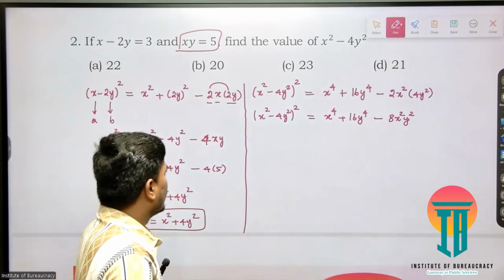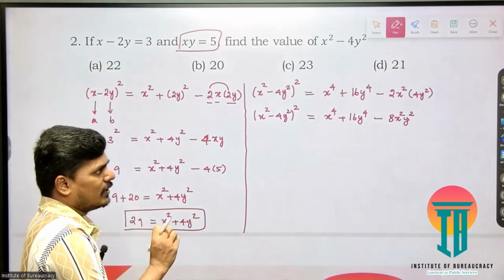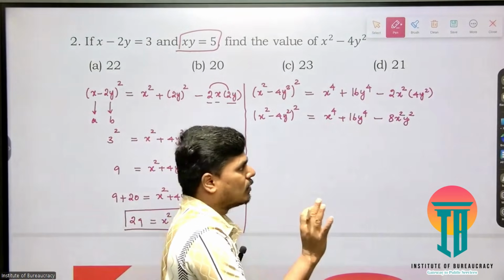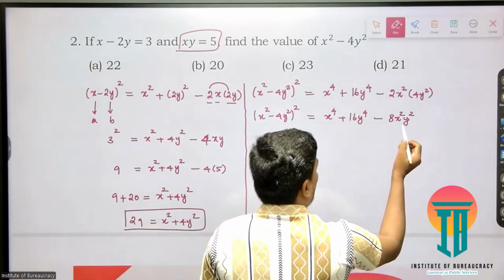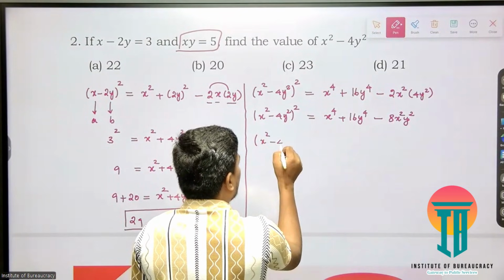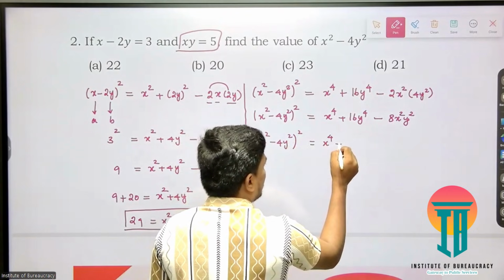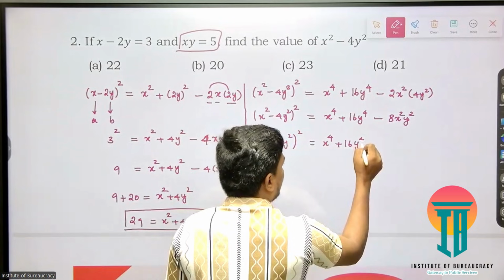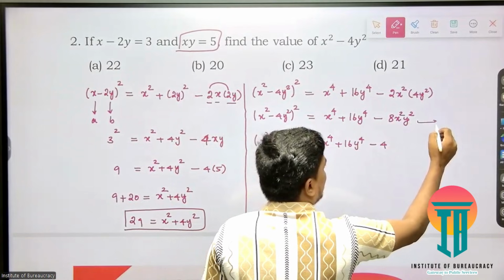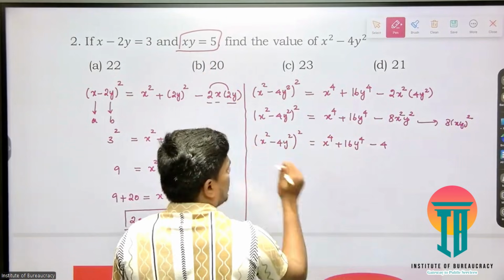Okay. So we know only x square plus y square, whose value is 29. But we don't have a value for x power 4 plus 16y power 4. That value we don't know. But this x square y square can be written as what? So x square minus 4y square the whole square is equal to x power 4 plus 16y power 4 minus 8 into (xy) the whole square. The xy value we know is 5.